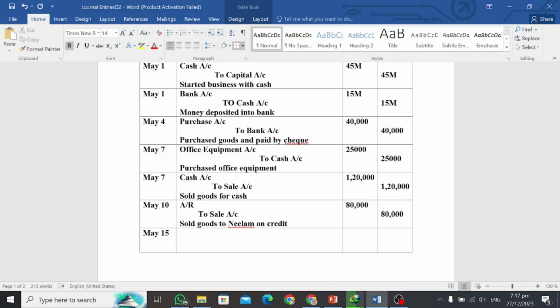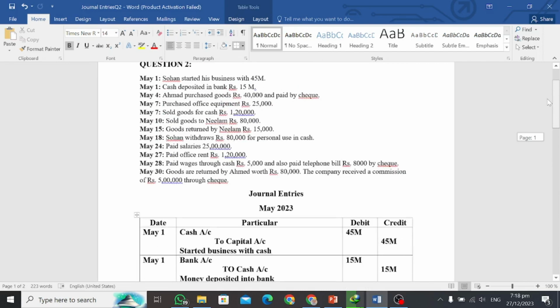15 sale return account to account receivable. Amount to be debited is 15,000 and to be credited is 15,000. Let's write a narration. Goods returned by Neelam. I hope you understood.